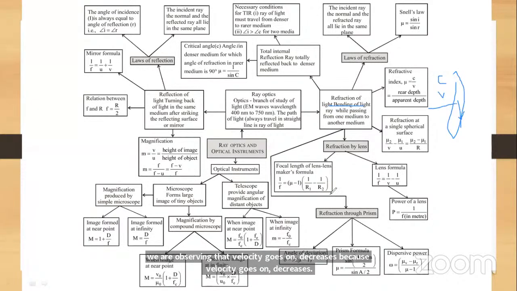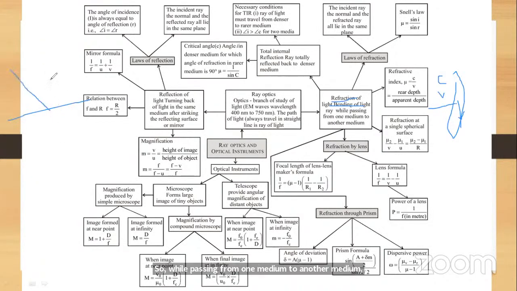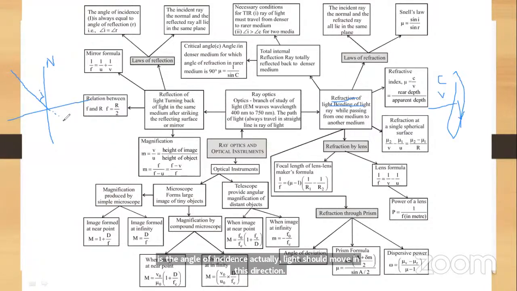So the refraction phenomenon means a bending of light while passing from one medium to another medium. How is it going to bend, and by what angle? If I consider this as the normal and this as the angle of incidence, the light should actually move directly in this direction. But what happens is when it enters from a rarer medium to a denser medium, that means air to glass, the light direction goes towards the normal. And this angle will be the angle of refraction.